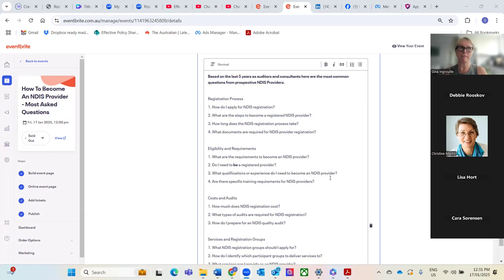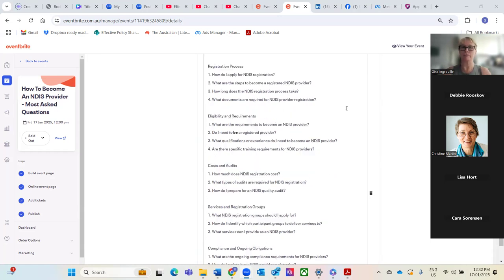And remember, next year, for all those providers, which quite frankly is the majority, platform providers, support coordinators, and SIL providers, that's a majority number of NDIS providers out there. So you will need to register from about July next year.